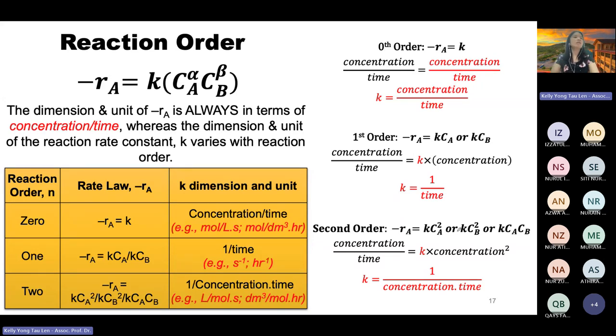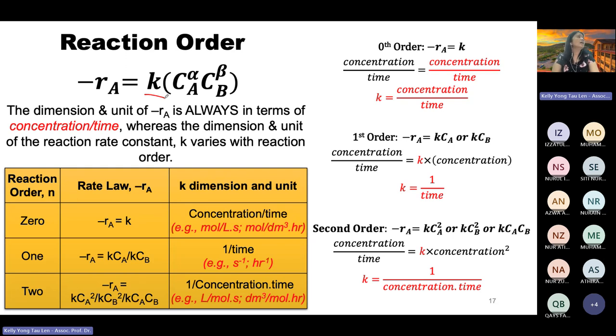Okay, so next, we learn about the value of k. k is the reaction rate constant. Earlier, if you remember, I said that if we want to increase the rate of reaction, minus RA, we can do this by increasing the value of k. So now we have to understand what k is, how we determine the value of k, and how we can manipulate the value of k. So k is a number.